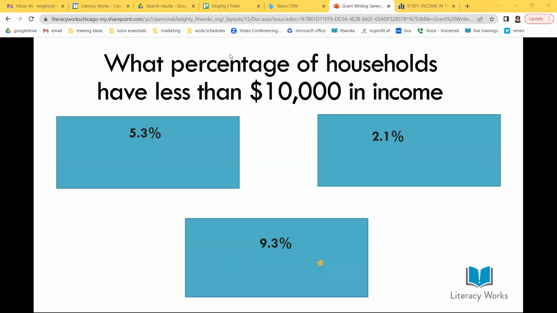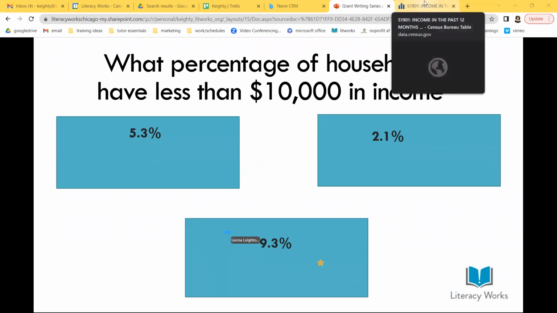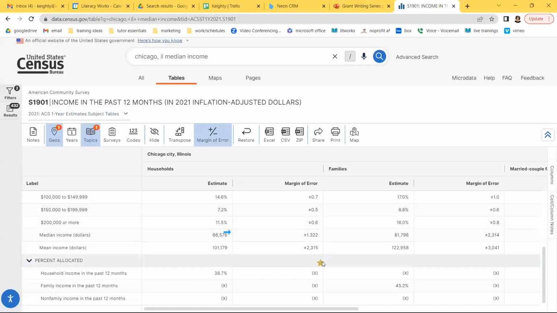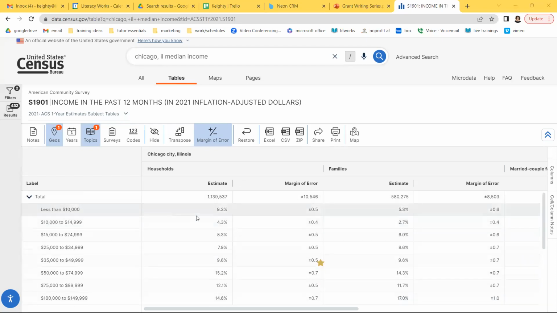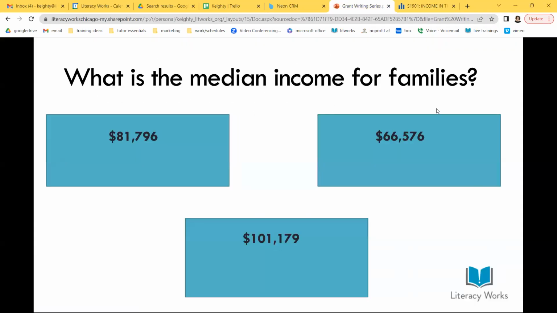9.3, 9.3, 9.3. That's what I'm seeing so far. So we found that by looking at less than $10,000, and here we have the estimates. You can see that they have households, families, and married couples. So when you're asking for households, you have to make sure you're in the right column. All of you found it right away, less than $10,000 households, 9.3.